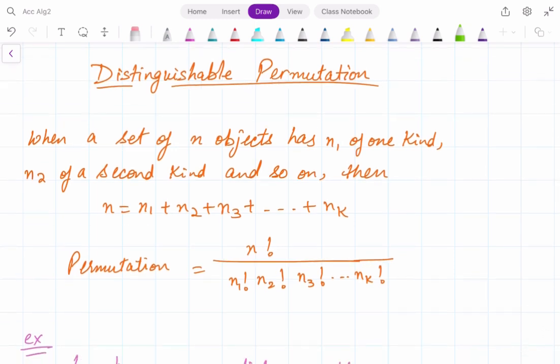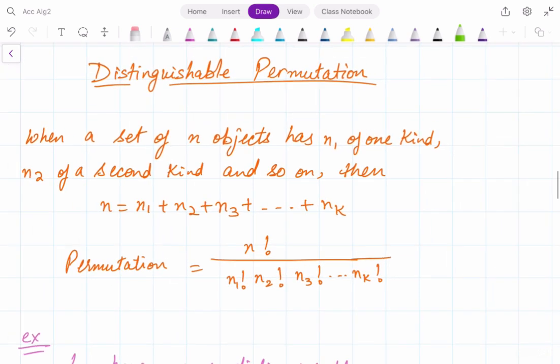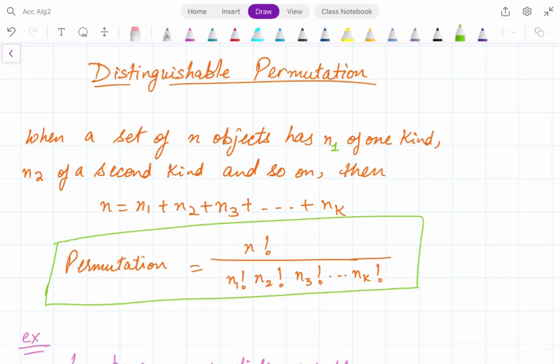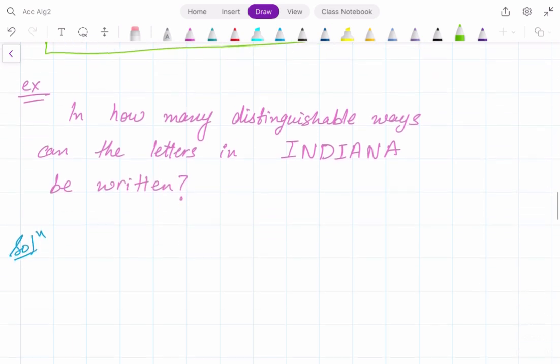Another type of permutation is called distinguishable permutation. By theory, when a set of n objects has n1 of one kind, n2 of a second kind, and so on, then n can be represented as the sum of all the kinds, n1 plus n2 and so on. So the permutation will be n factorial divided by the product of the factorials of all of these kinds. Now, the questions will be very, very simple. The theory might confuse you.